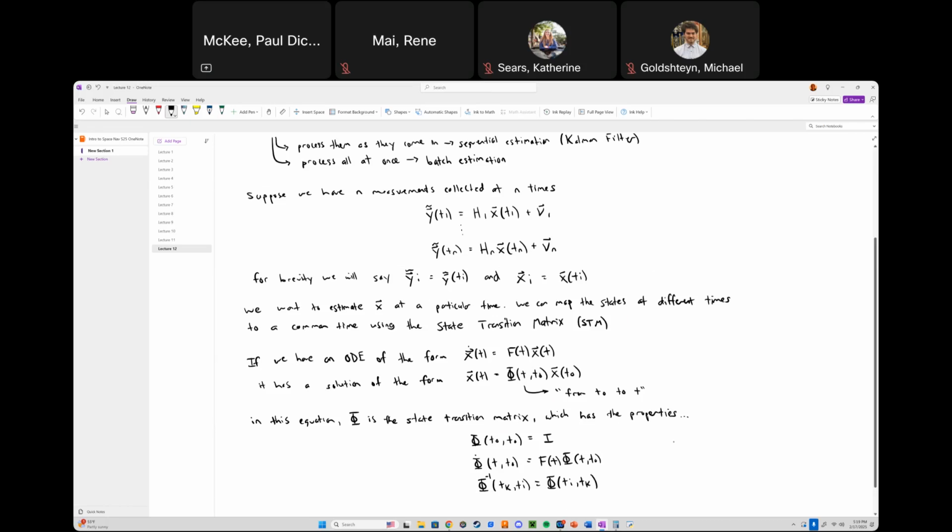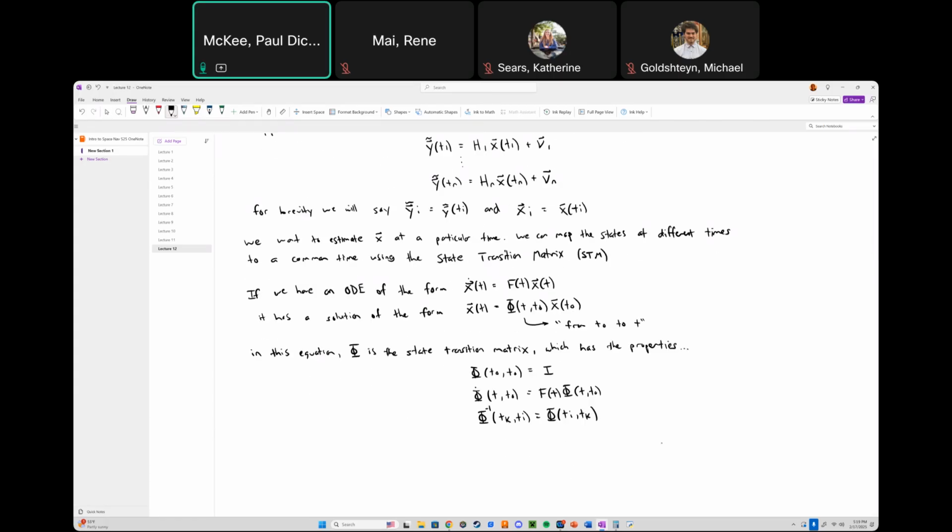So tk to ti is ti to tk inverse. Makes sense. Finally, you should also be able to daisy chain these things, right? So you should be able to go, for example, from ti to tk by jumping around. So you should be able to go, okay, well, really it's tj to tk and then ti to tj.